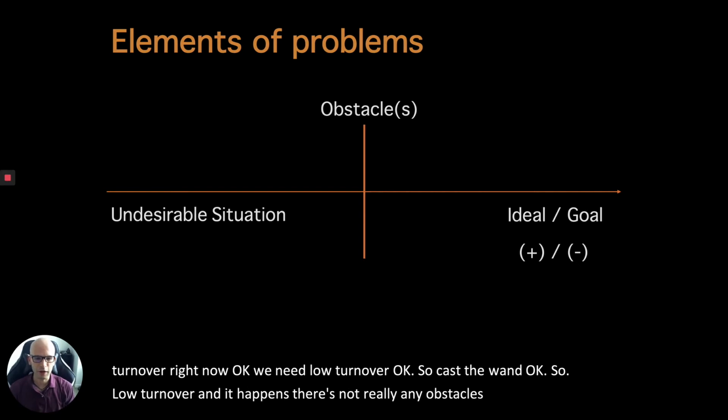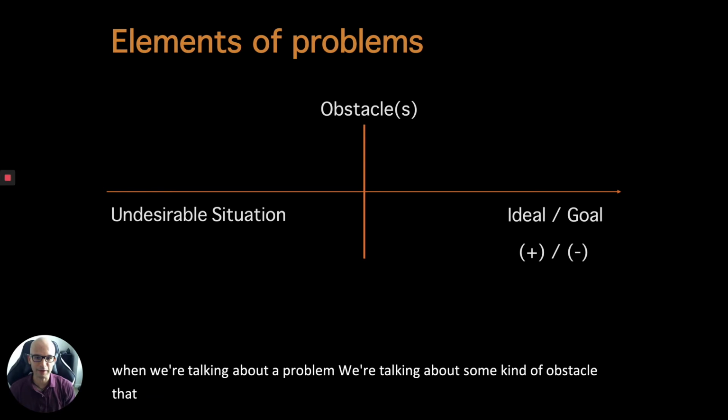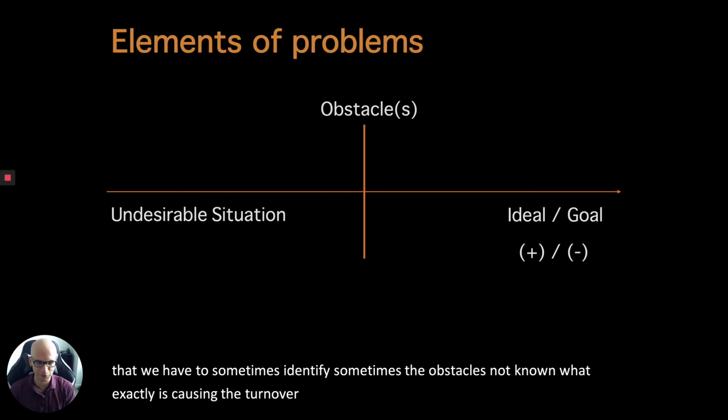So generally when we're talking about a problem, we're talking about some kind of obstacle that we have to sometimes identify. Sometimes the obstacle is not known. What exactly is causing the turnover? What are the obstacles preventing us from reducing turnover?